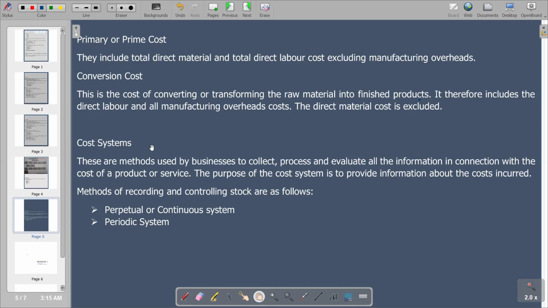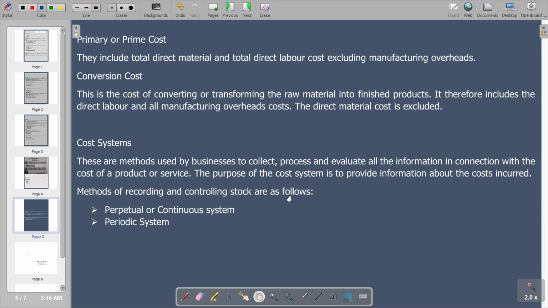Then we've got cost systems. These are methods used by businesses to collect, process, and evaluate all the information in connection with the cost of a product or service. The purpose of the cost system is to provide information about the cost incurred, methods of collecting, methods of recording and controlling stock are as follows. So with our cost systems, we have got two main methods that we use, whereby we talk about the perpetual or continuous system, and we also have the periodic system.